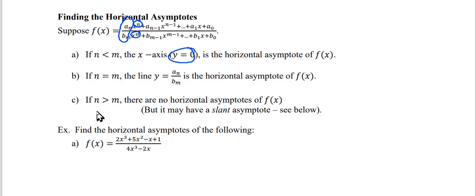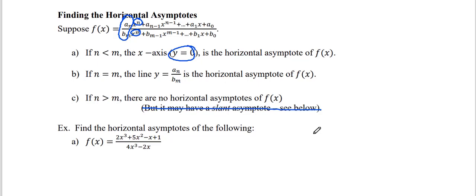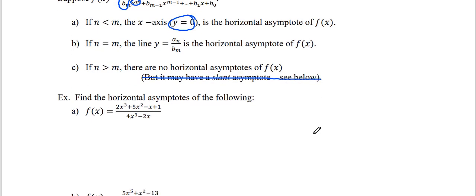If the degree of the numerator is bigger than the degree of the denominator, there are no horizontal asymptotes. I decided we are not going to talk about slant asymptotes. I don't think it adds enough value that we are going to spend the time on it. So I'm going to go ahead and skip that in the lecture. Let's talk about finding these horizontal asymptotes.